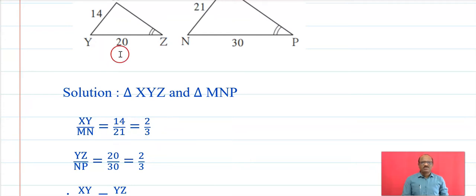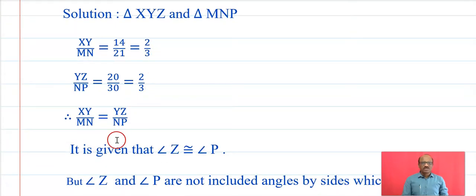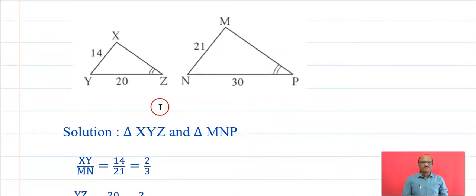What is next? YZ upon NP is 20 upon 30, that is equal to 2 upon 3. Now these two ratios are equal, and therefore XY upon MN is equal to YZ upon NP. It is given that angle Z is congruent to angle P.